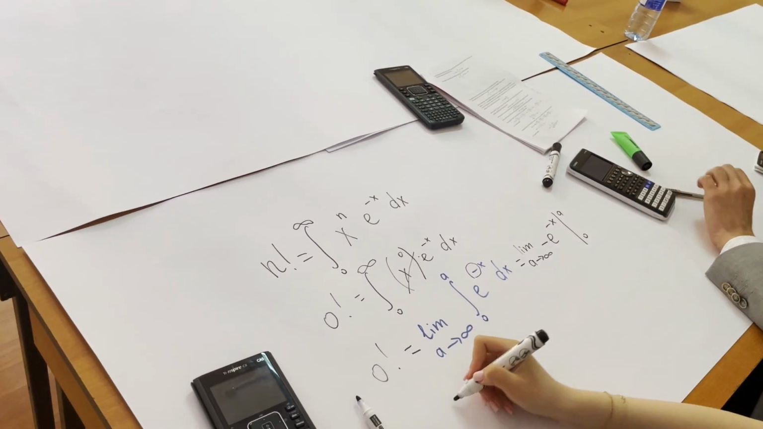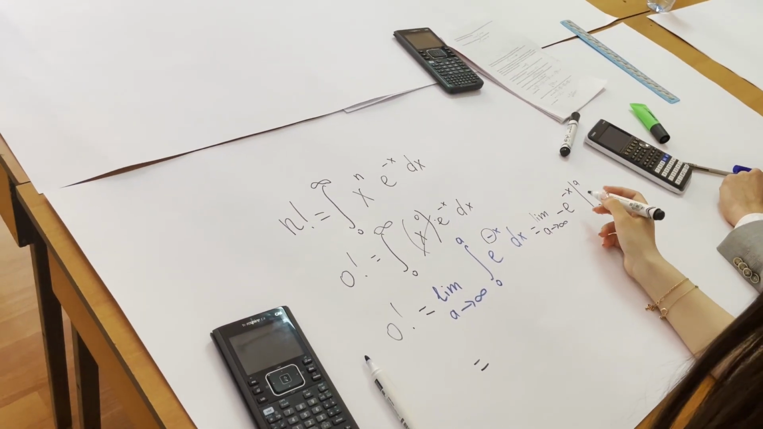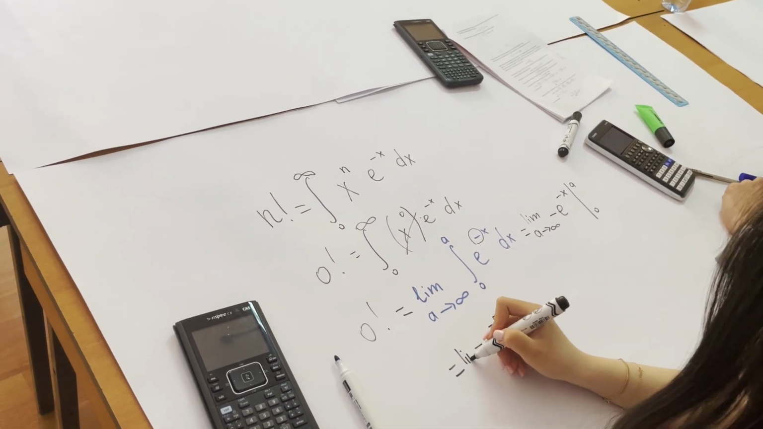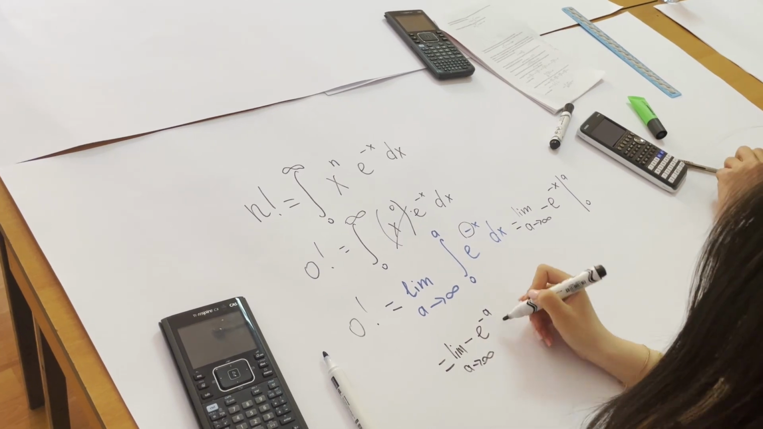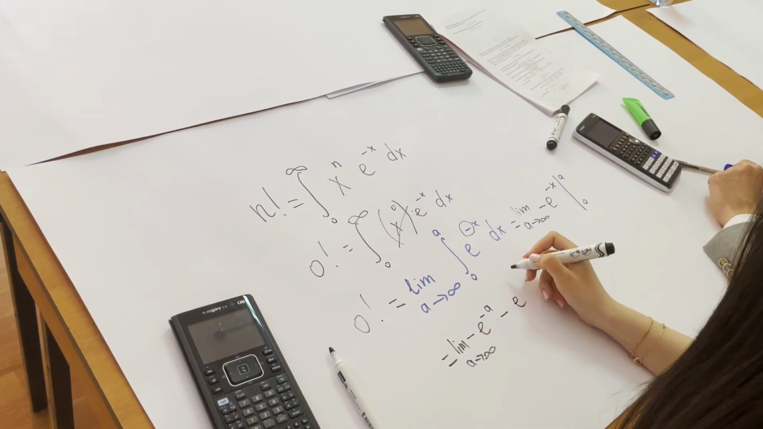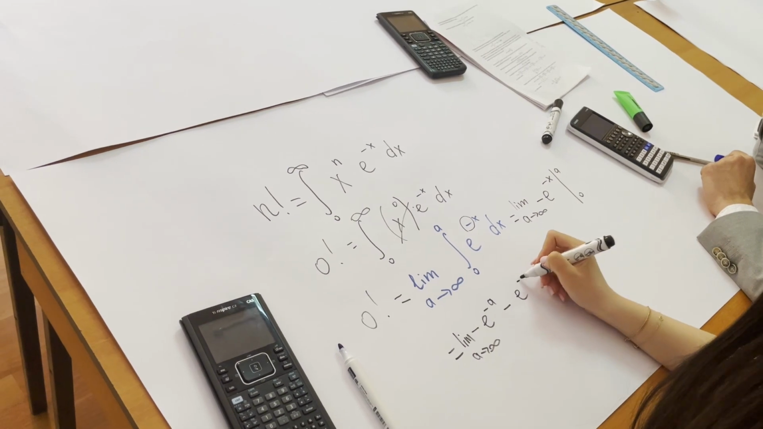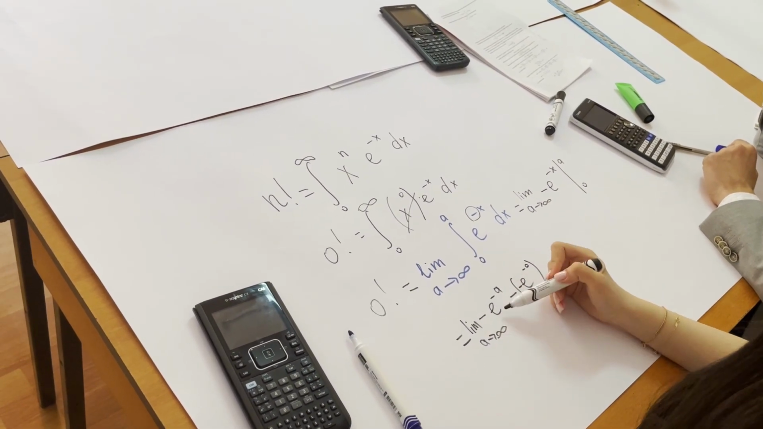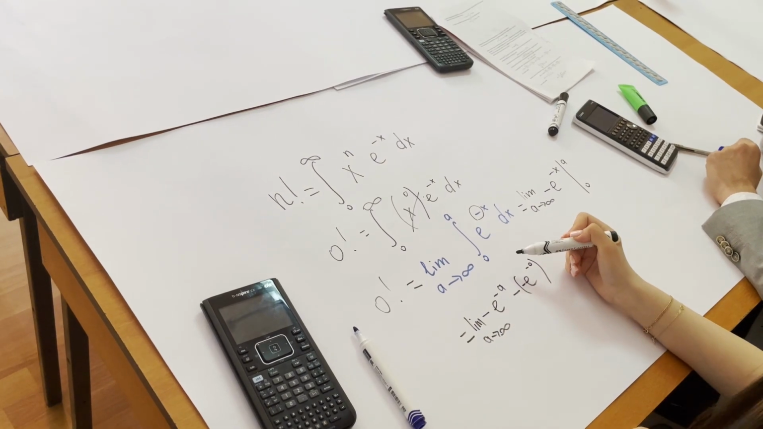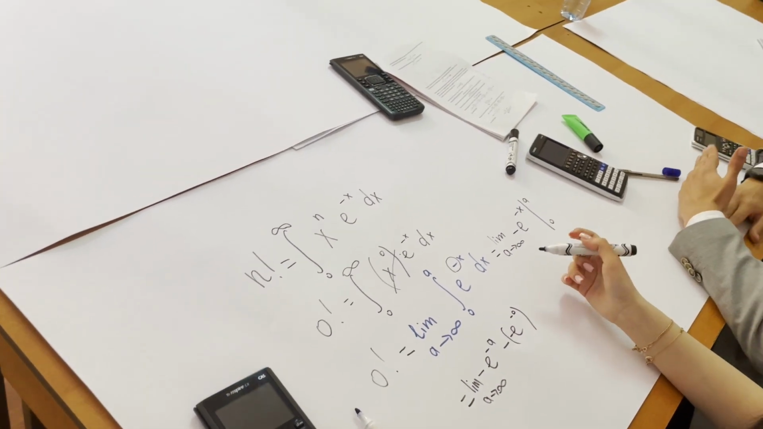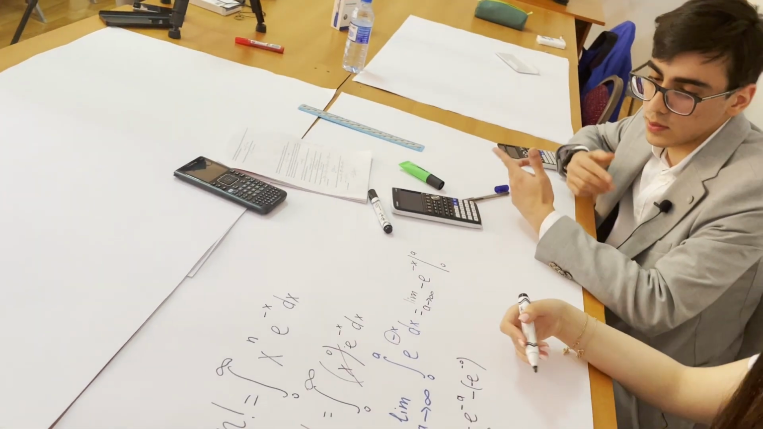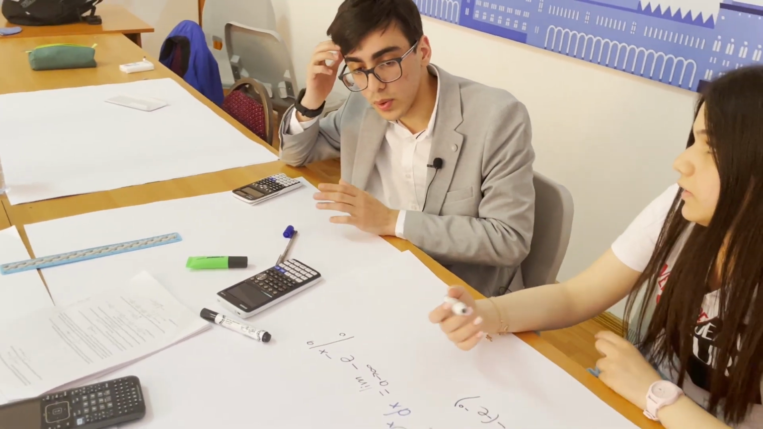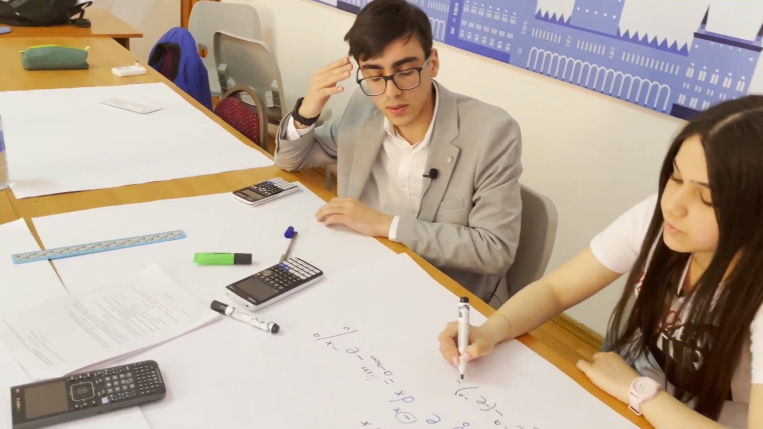So let's do the first evaluation: -e to the power of -a, limit as a approaches infinity. And then you subtract e to the power of -0, but we have a minus in front of e as well. Minus e to the power of infinity, you can write it as -1 over e to the power of a. It will be equivalent to 1 divided by infinity, and if you divide 1 by infinity, it approaches 0. So you can just write 0.